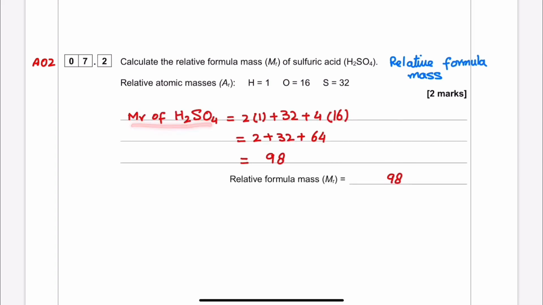Mr of sulfuric acid: we have two hydrogen, so 2 times the mass of one hydrogen, plus sulfur is only one, we have one atom of sulfur, so it is 32, whereas we have 4 oxygen, 4 times the relative atomic mass of one oxygen. So we have 2 plus 32 plus 4 times 16 as 64. When we add them with the help of the calculator, we find the relative formula mass of sulfuric acid is 98.